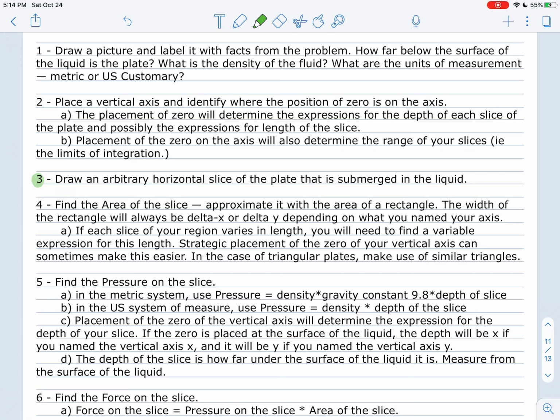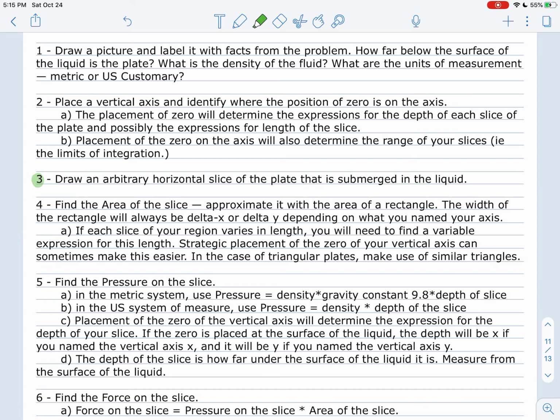Okay. The next step is that you're just going to find the pressure on that slice, and the pressure is either going to be that density that you're given times 9.8 times the depth, or it's going to be the density of the liquid times the depth if it's in US units.